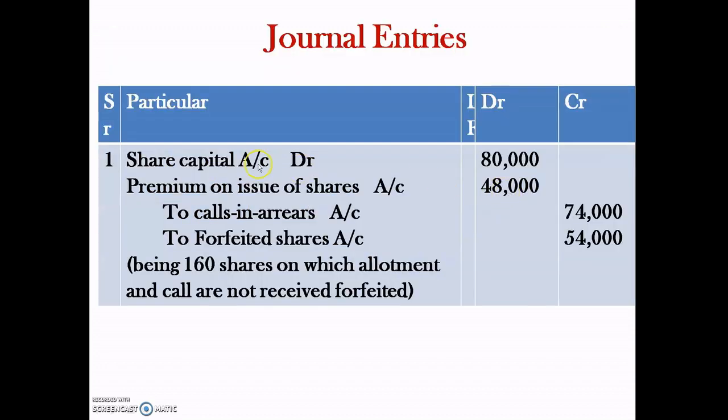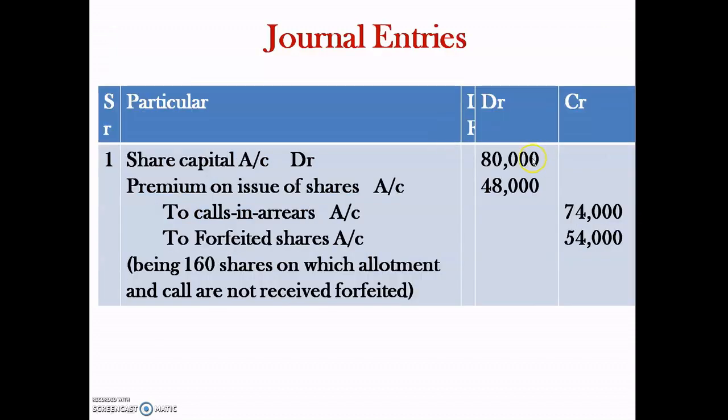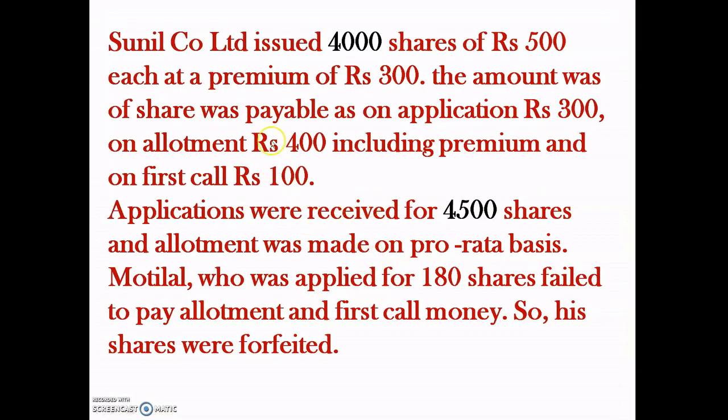We have to write here share capital account debit 80,000. See the working note here. Share capital to be cancelled that is 80,000. We have to take here 80,000. After that forfeited shares account means here number of shares forfeited multiply with the amount received per share. So here number of shares forfeited are 180, and amount received, how much amount received? See the question here.